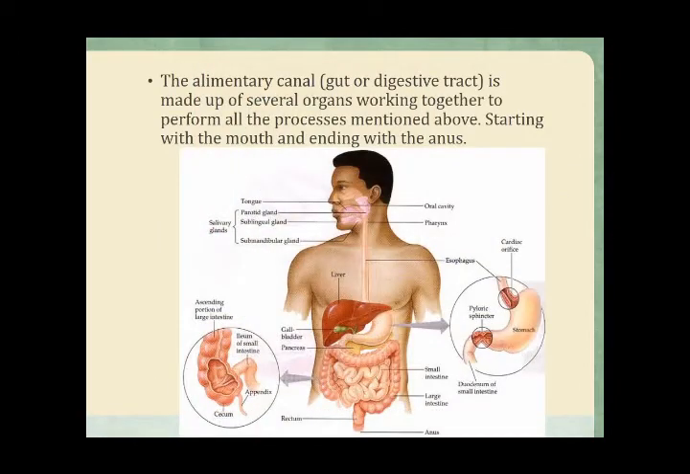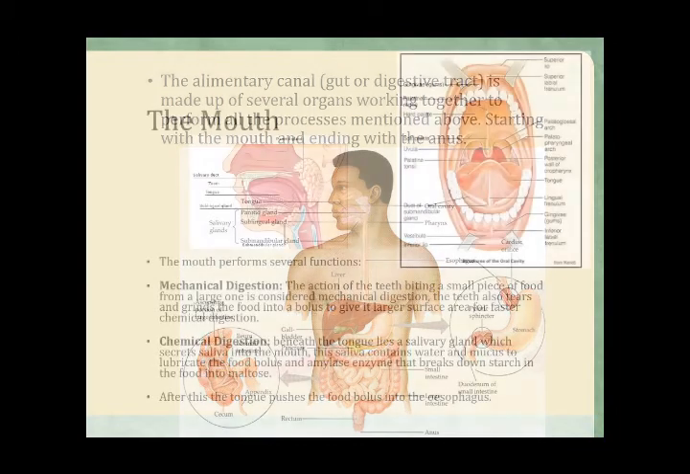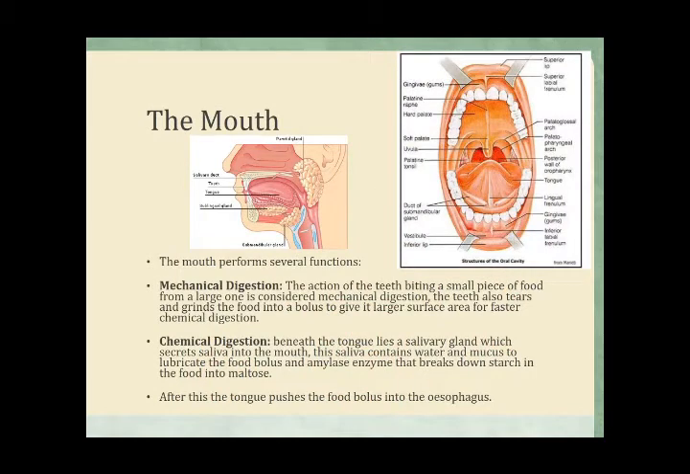The alimentary canal is made out of several organs working together for all the processes mentioned above. We start from the mouth all the way to the anus. So here's the mouth. The mouth performs mechanical and chemical digestion. Mechanical digestion is by the work of the teeth. It breaks food into smaller cut pieces, which is easy for you to swallow.